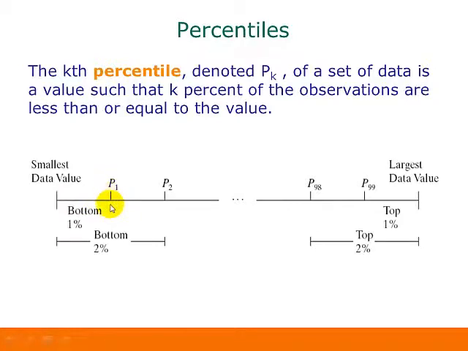2% of the data values are less than or equal to this value. And if we went right here in the middle, if we went to the 50th percentile, that would be the one that would have 50% of the data values less than or equal to it. And we could go up here towards the top too. If we looked at the top 2%, that would be the 98th percentile, because 98% of the data values would be less than or equal to that, or in other words, 2% would be greater than this value.